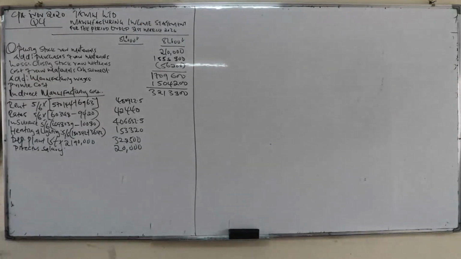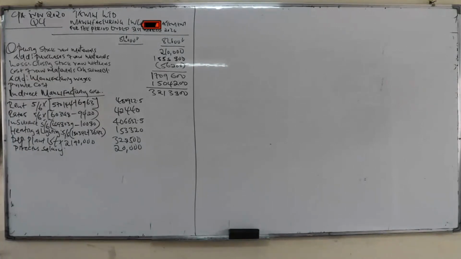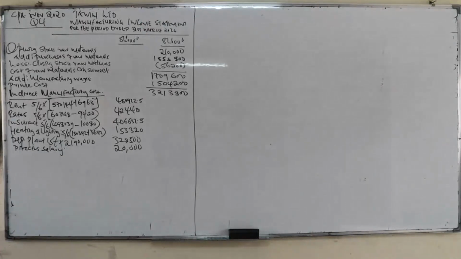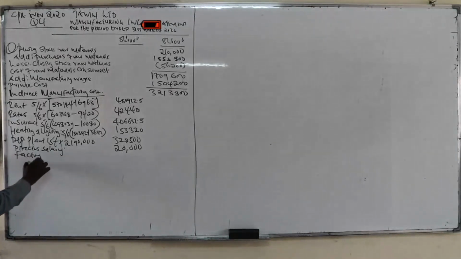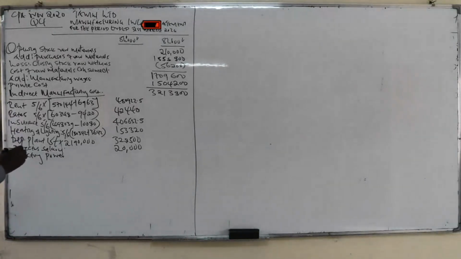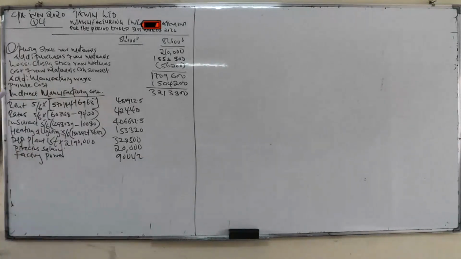So that one. Remember, we're only identifying factory expenses first. So we are through with the factory expenses that required adjustments. So we go and pick others that do not require adjustments in the trial balance. Like for instance, we have factory power. Factory power, how much is it? 90,042. That is a factory expense.